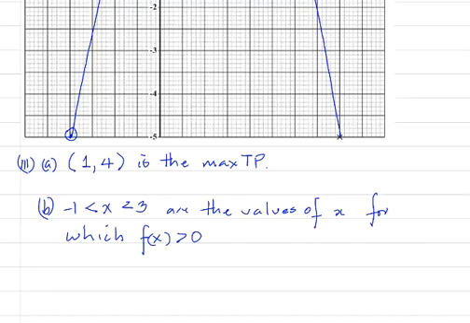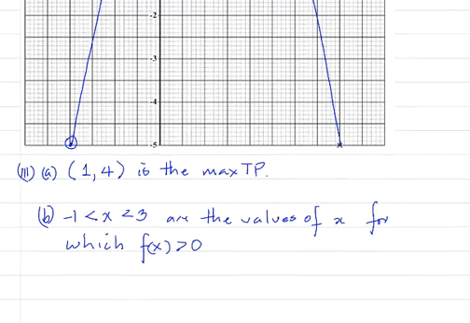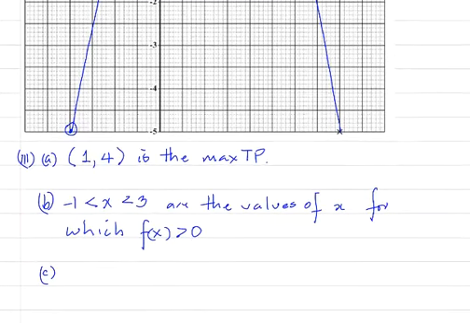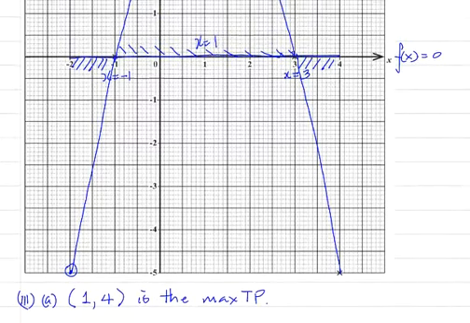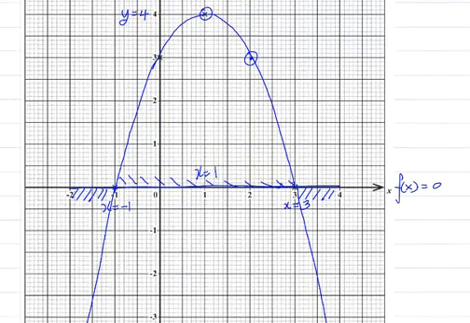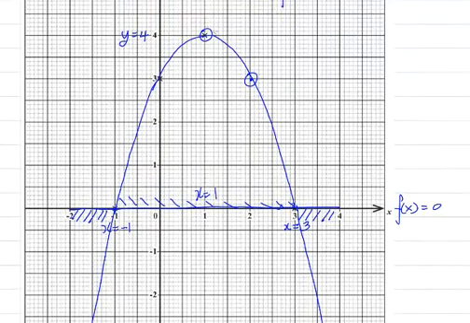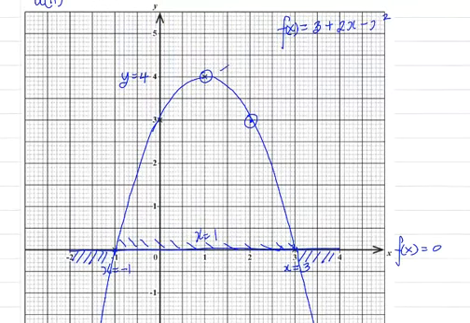x is equal to 1. So C is asking for the gradient of f of x when x is equal to 1. So let's determine the point on the graph where x is 1. All right, this is the point on the graph where x is 1. It's the maximum turning point.